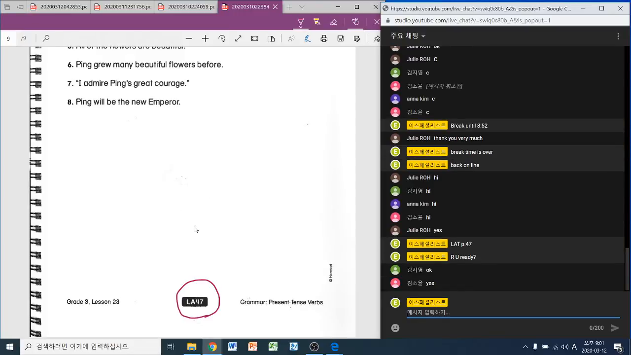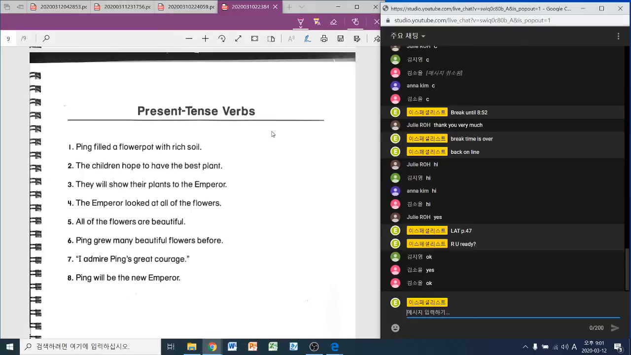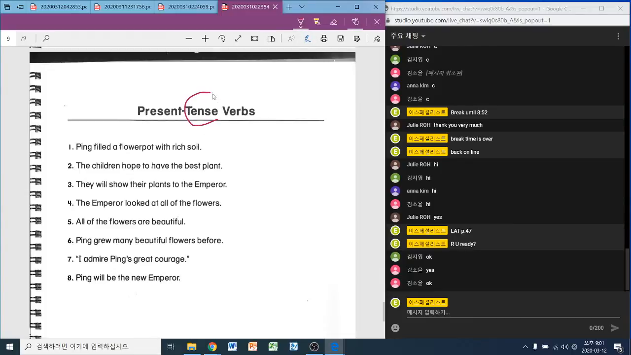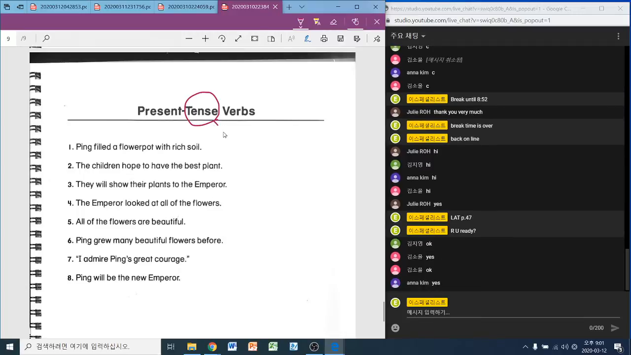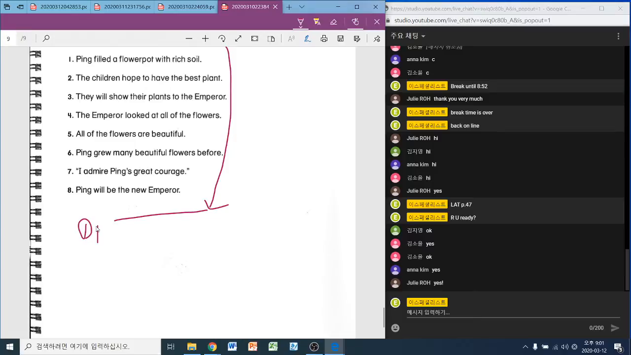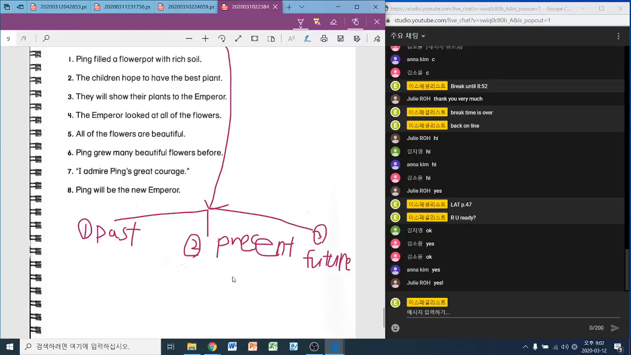Okay. So now, if you take a look at LAT book page 47, okay, it's talking about the present tense. Okay, actually, last time we talked about the tense, right? Then we know that there are 3 kinds of tenses. Understand? Here. Okay, first, number 1, we have a past tense. Then number 2, we have a present tense. Then number 3, we have future tense. Past tense, present tense, and future tense. Do you understand?